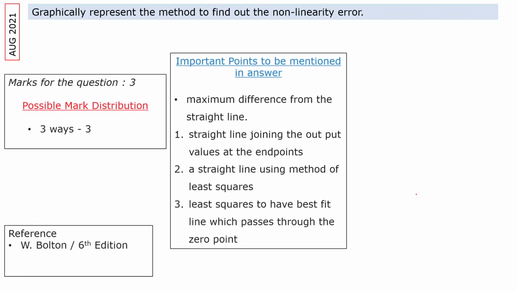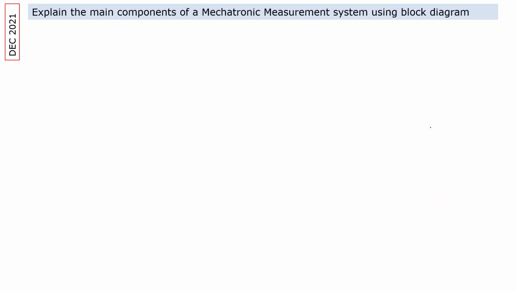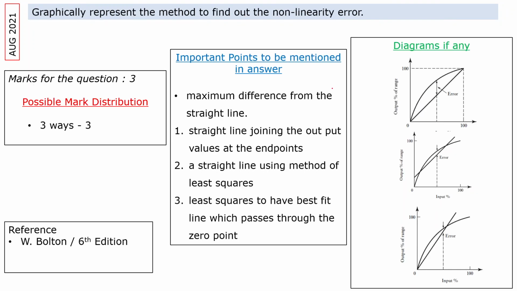Now the next question is, graphically represent the method to find out non-linearity error. This we have discussed. So the non-linearity error means it is the maximum difference from the straight line. So there are three methods. First method is the straight line joining the output values at the endpoints. So you have 2 points here, and you are drawing a straight line, but the actual process will be in a curved line. So this one will be the error. So this is the first method.